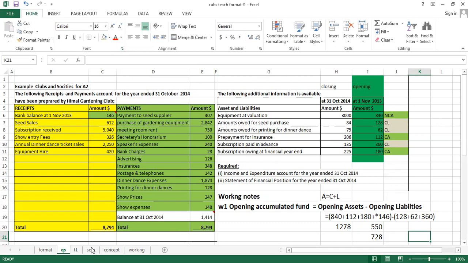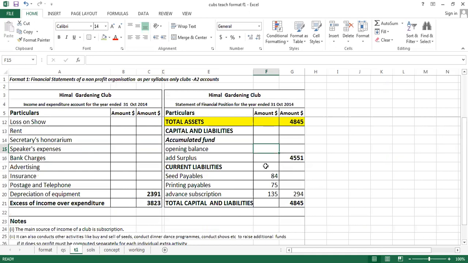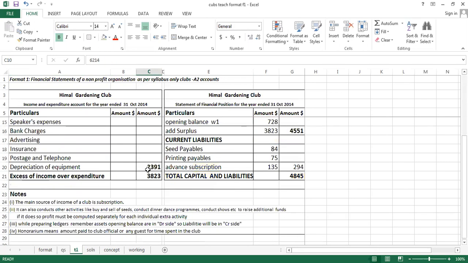After having done that working note, you go to your solution, and here you put the opening balance as 728, which we just calculated. Then to this opening balance, you need to add W1 out here. This is a very important working note. Here you need to add the surplus. I'm assuming the surplus is obtained, which you actually have to get from the income statement. The surplus is this 3823. The surplus comes by subtracting total expenditure from total income. The total income is 6214 less total expenditure 2391. We subtract this, you get 3823.